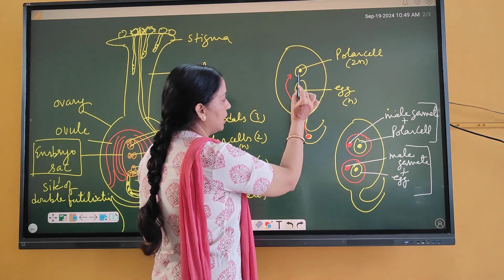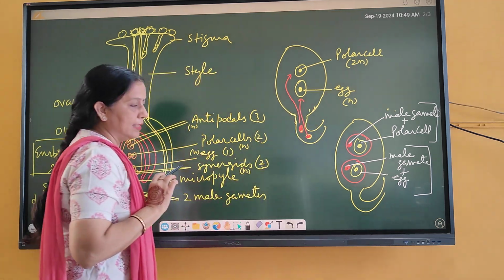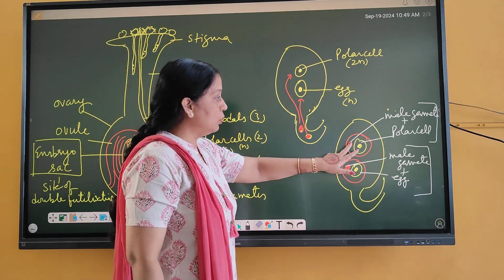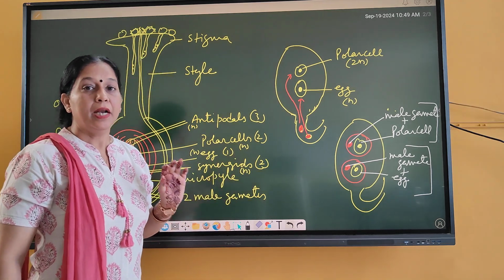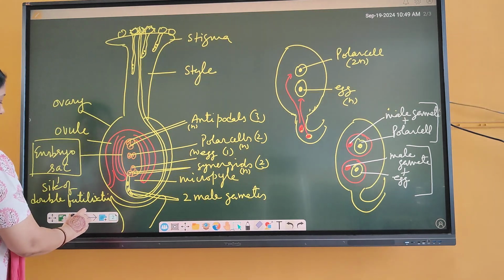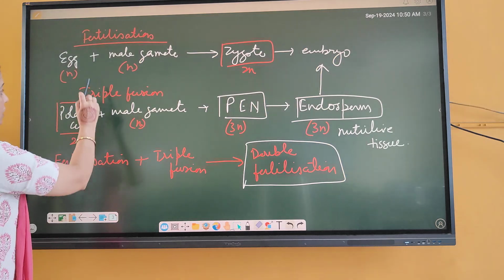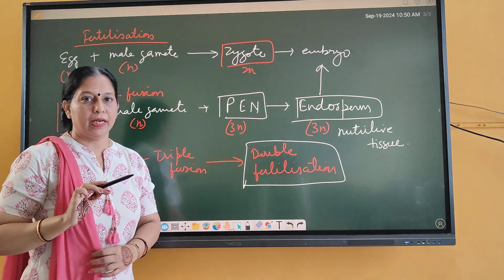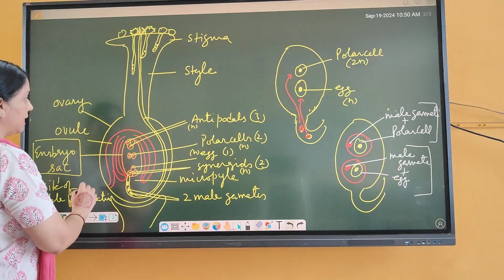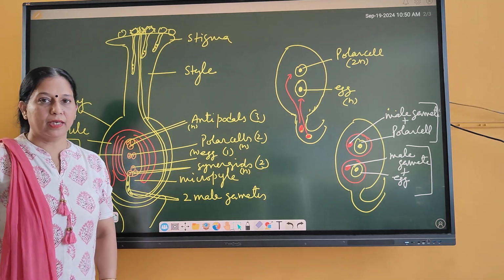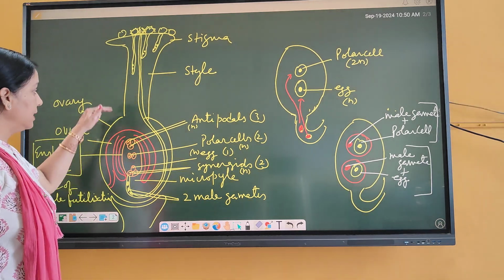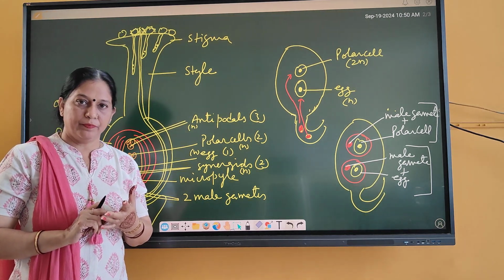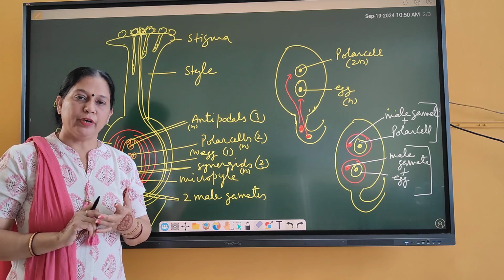One moves towards the polar cell, the other one moves towards the egg cell. Fusion of egg cell and male gamete, that is fertilization or syngamy. Fusion of male gamete and polar cell, that is the triple fusion. So there are two fusions in the embryo sac, fertilization and triple fusion, and that is why it is called double fertilization. Do practice of this diagram at least twice or thrice in your register. And this is the diagram which is asked by a question. Draw the diagram of pistil showing the events of double fertilization.